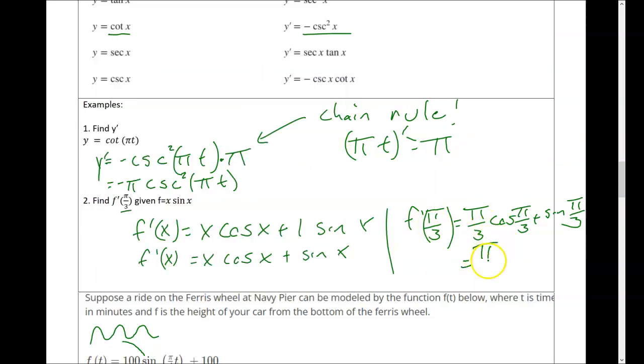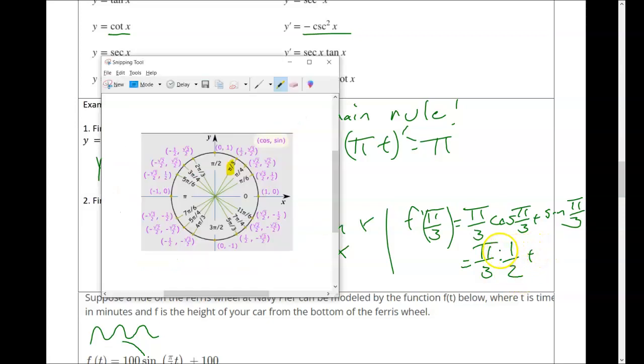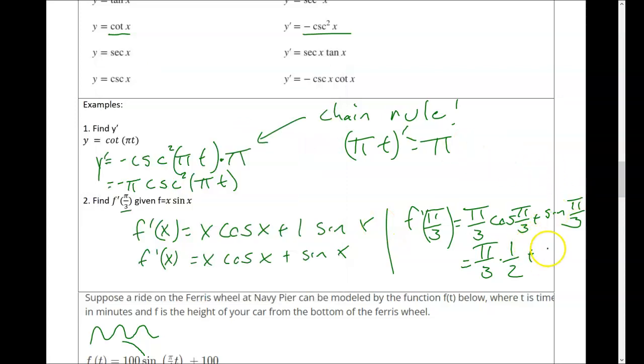So I have pi over 3 times cosine of pi over 3, which is 1/2, plus sine of pi over 3, and one more time, sine of pi over 3 was the y value, root 3 over 2. Okay, so that is f prime of pi over 3 in exact terms, right? And we could even rewrite that as pi over 6 if we wanted to.